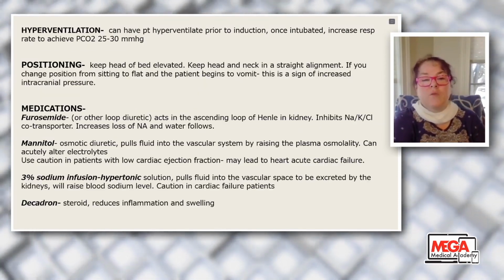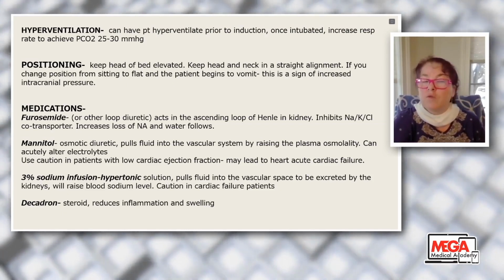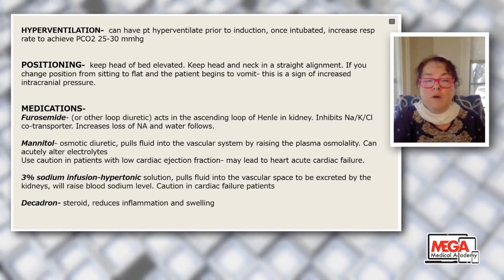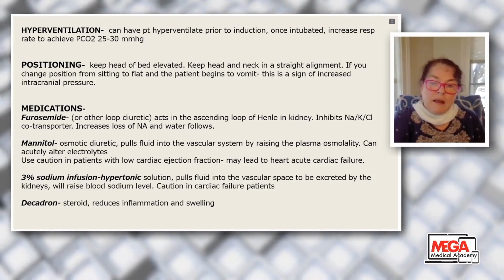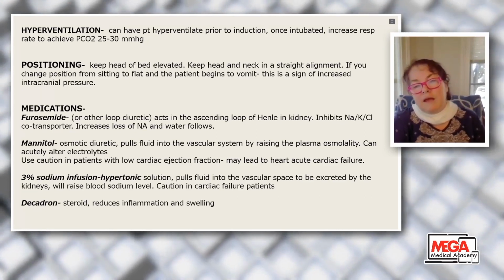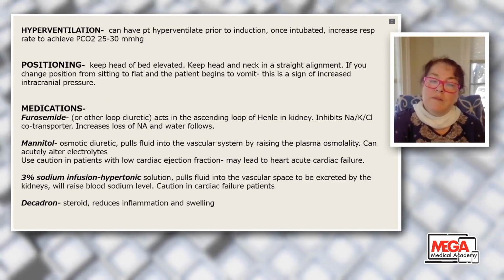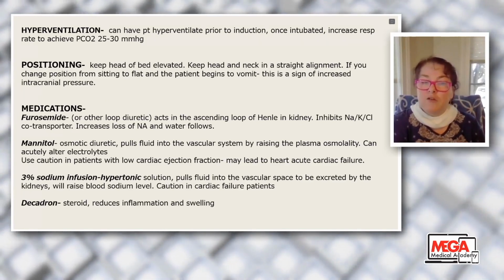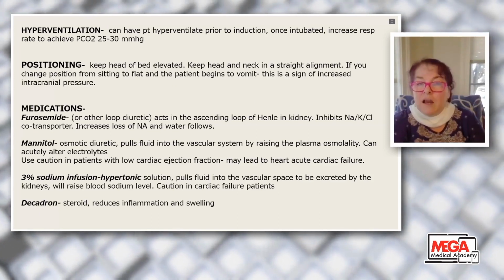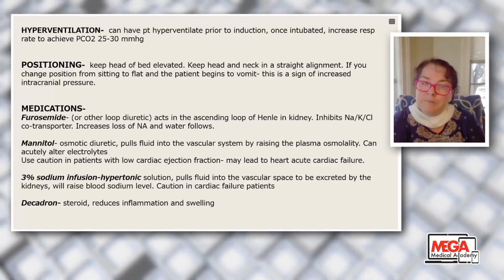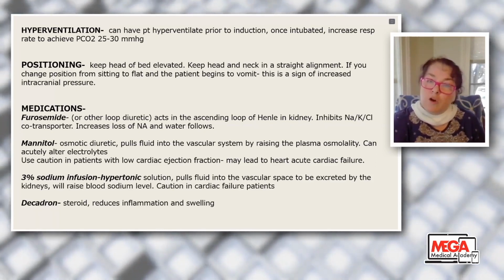So hyperventilation, we can have people, like I said, hyperventilate before induction. Once intubated, increase the respiratory rate to achieve PCO2 25 to 30 millimeters of mercury. Again, keep the bed head elevated, keep the neck and head straight. It's important to note if you change the position of the patient from sitting to flat and they automatically start vomiting, this is a really bad sign of increased intracranial pressure. You may see that.